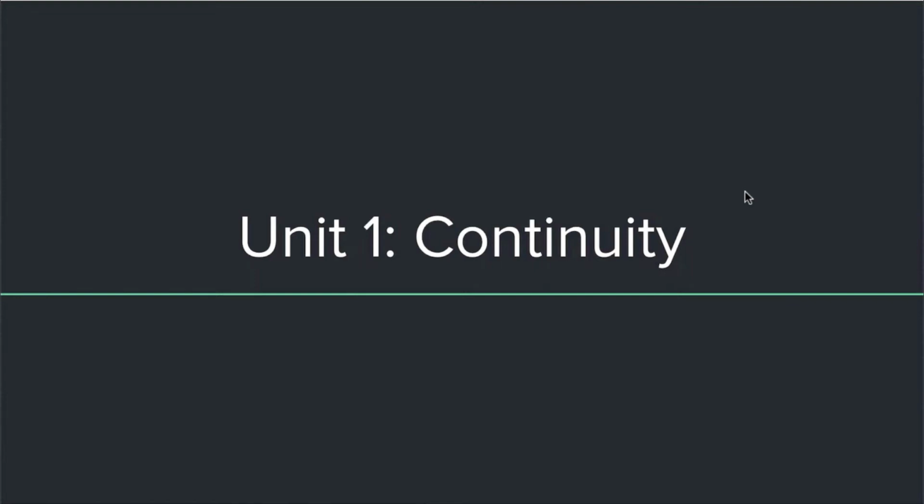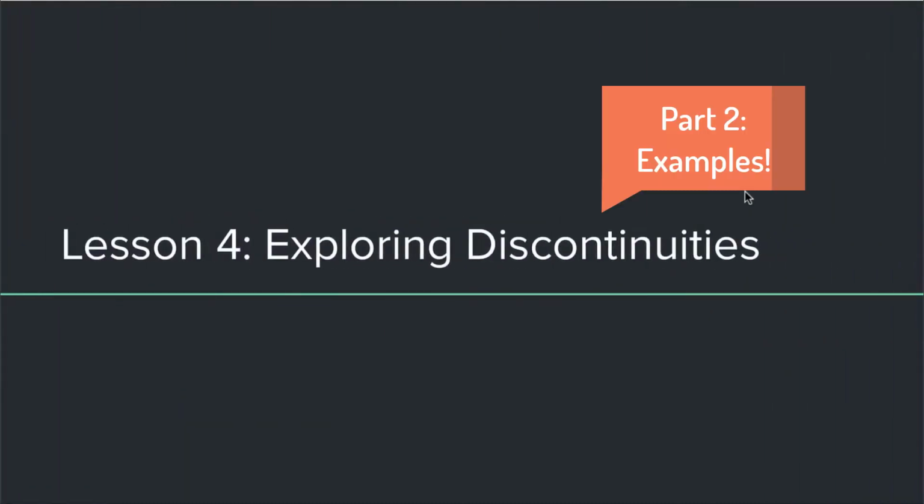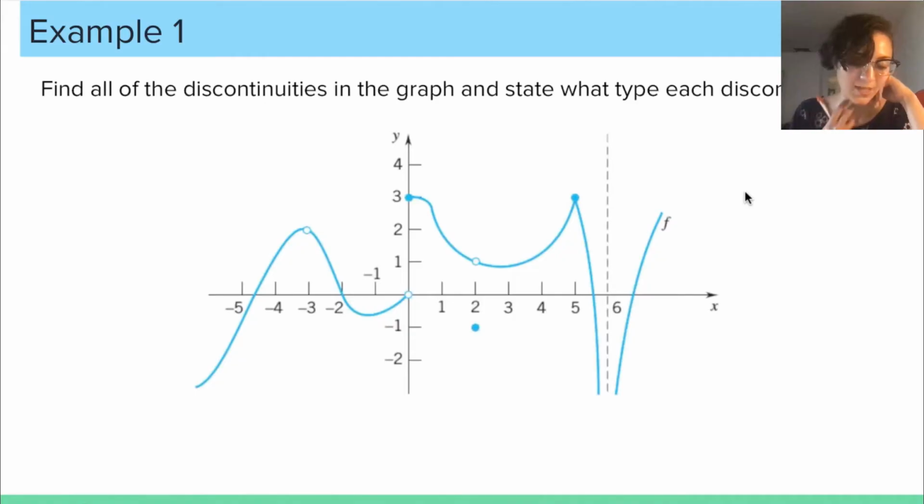Calculus students, this video is continuing on our learning target, continuity, and we are focusing on types of discontinuity. In the previous video we learned about all the definitions and the types of discontinuities, and this video is focusing on examples that you might see on the quiz and the AP exam. So example 1 is just a graphical example, and you need to find all the discontinuities in the graph and then state what type each discontinuity is.